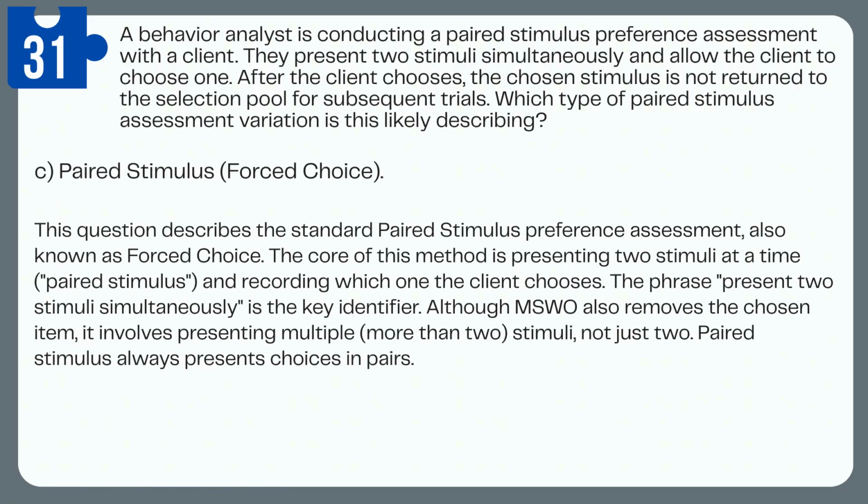Answer: C. Paired stimulus, forced choice. This question describes the standard paired stimulus preference assessment, also known as forced choice. The core of this method is presenting two stimuli at a time, paired stimulus, and recording which one the client chooses. The phrase "present two stimuli simultaneously" is the key identifier. Although MSWO also removes the chosen item, it involves presenting multiple, more than two, stimuli, not just two. Paired stimulus always presents choices in pairs.